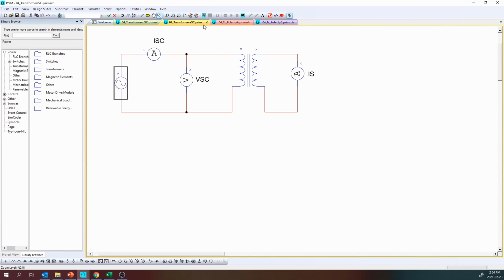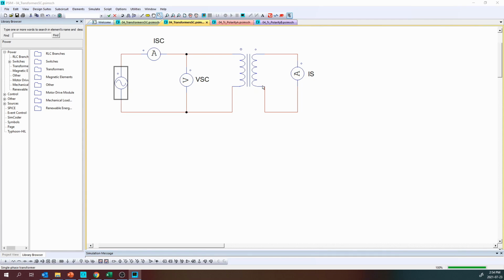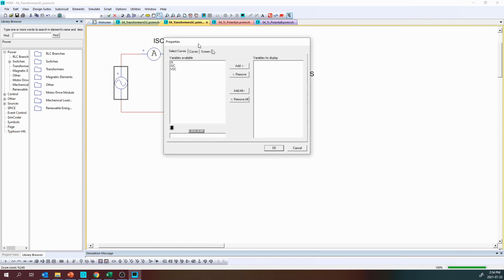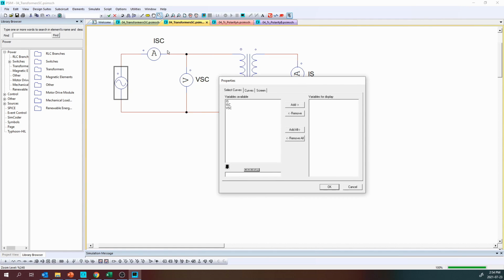When you simulate this in PSIM, let me show you. Let me bring the window here to where it's recording, and we need VSC, ISC.